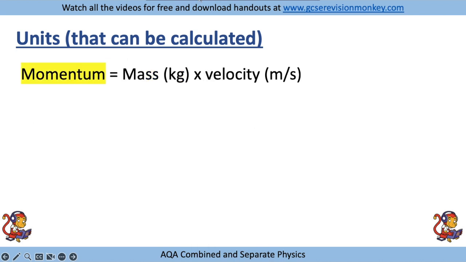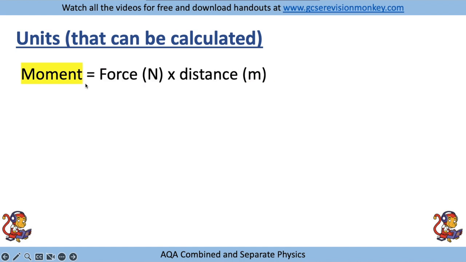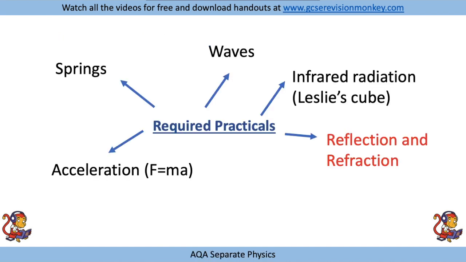The momentum unit, well, momentum is equal to mass in kilograms times velocity in meters per second, so you just put those 2 units together and end up with kilogram meters per second. Another one is the unit for moment, where moment equals force times distance. Because you've got the unit for force and distance being multiplied together, the unit for moment is newton meters.